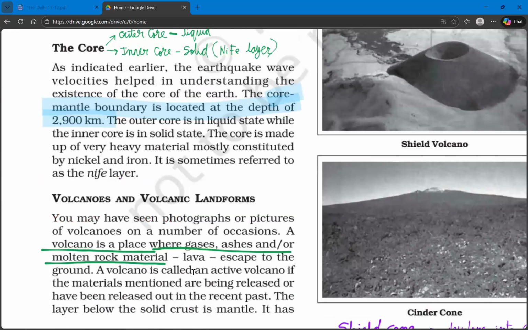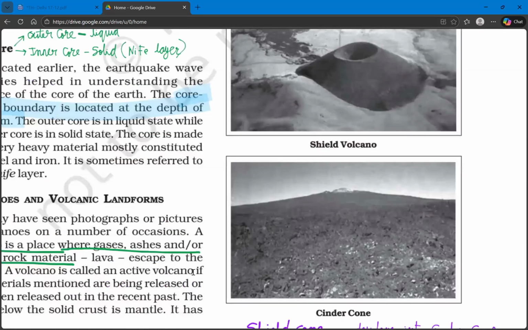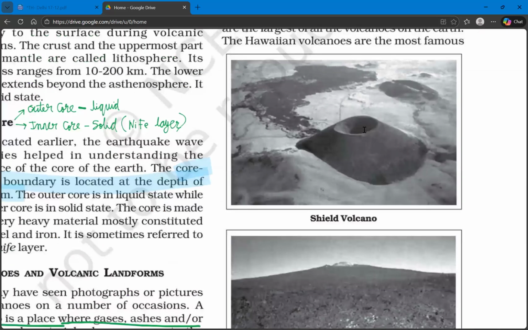So, what happens when water gets into the vent? It throws itself out like this, and what happens? The roof of the vent collapses and becomes a bigger depression, causing a cinder cone. So this is the meaning of cinder cone.